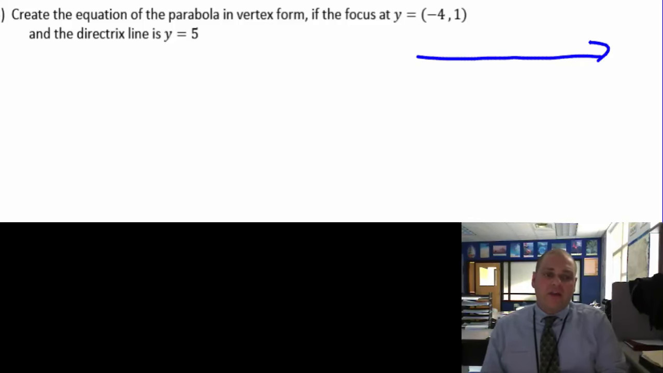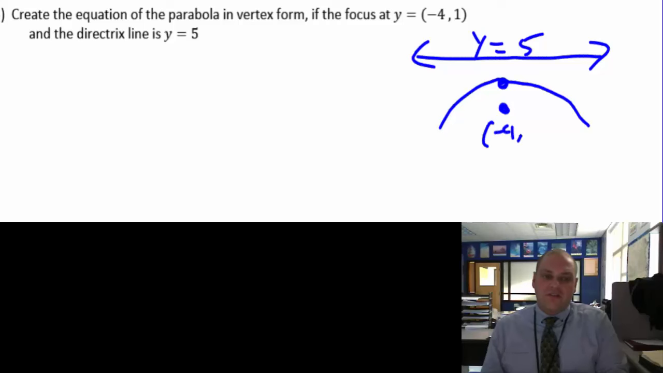I'm going to draw that. My directrix, y equals 5, is above the focus of negative 4, 1. So my parabola must open down. There's my vertex. My focus is negative 4, 1. Okay, so what do I need? I need my p-value in order to get my a. My p-value is the distance here and the distance here. Well, if this is a 5 and this is a 1, this must be 3.